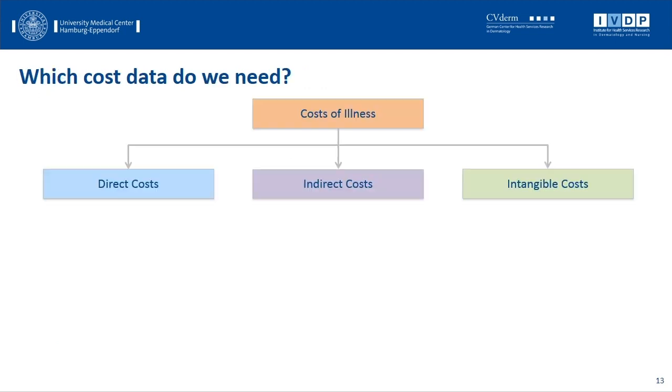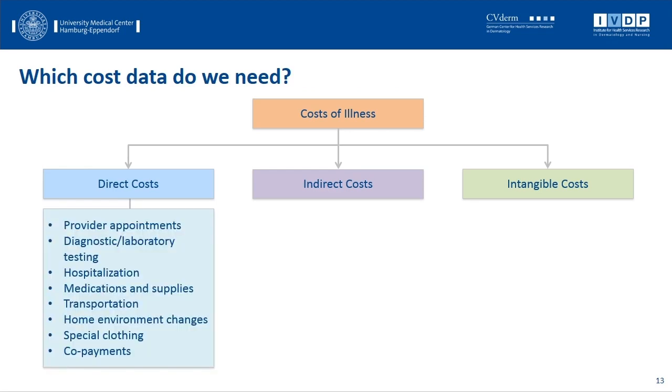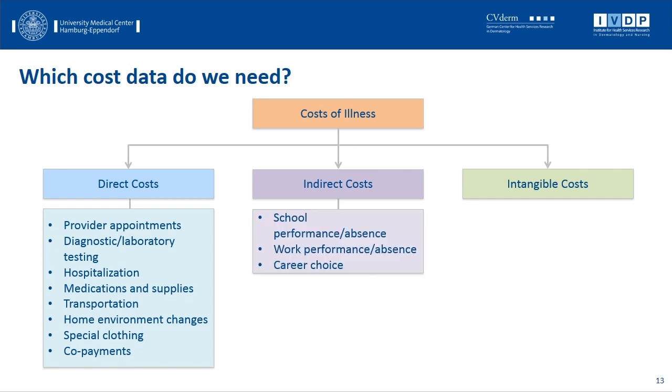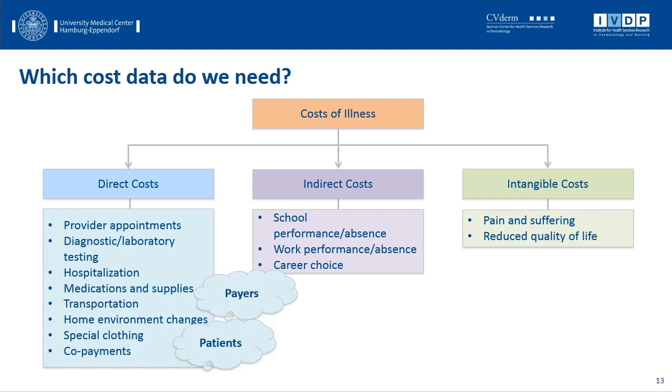We distinguish between direct costs, indirect costs, and intangible costs. Direct costs are due to provider appointments, for example, or hospitalization and medications. And indirect costs include financial losses due to missed work and decreased work productivity. And intangible costs are directly related to the impairments in quality of life. Direct costs occur for insurance payers and patients, indirect costs for society, and intangible costs for the patient.